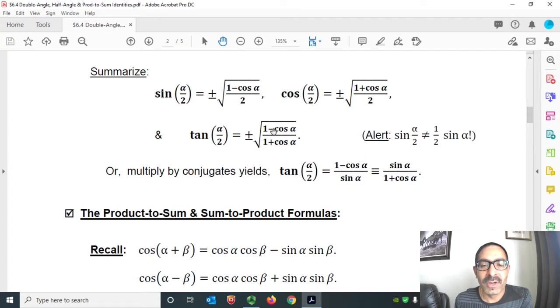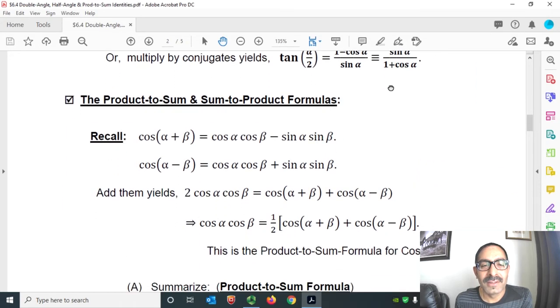Or if we multiply the numerator and denominator by the conjugate of the denominator, then it turns out that tan alpha over 2 equals either (1 minus cosine alpha) over sine alpha, or sine alpha over (1 plus cosine alpha). Great. Now let's move on.